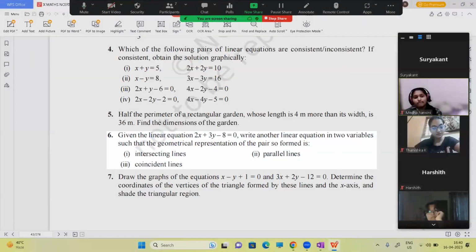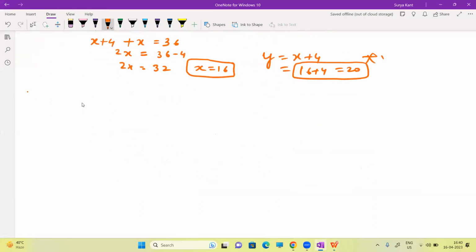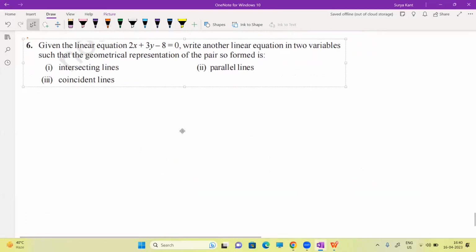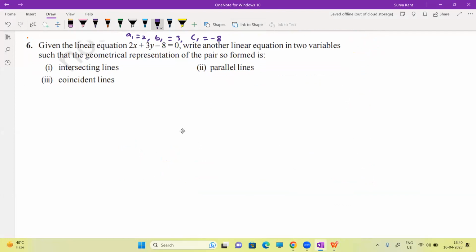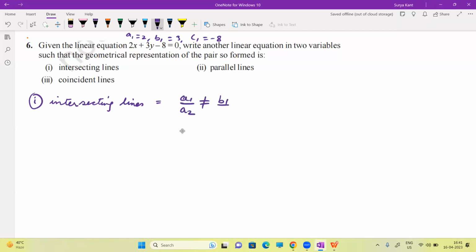Harshit, you know this sixth one? See, here A1, B1 and C1 is given over here. So here A1 is 2, B1 is 3 and C1 is -8. If you tell about intersecting lines, what is the condition for this? A1 by A2 is not equal to B1 by B2.